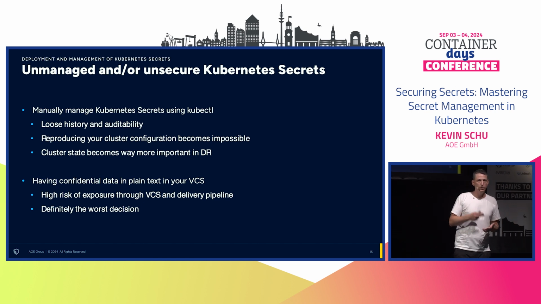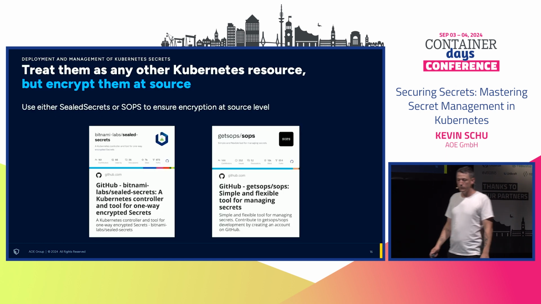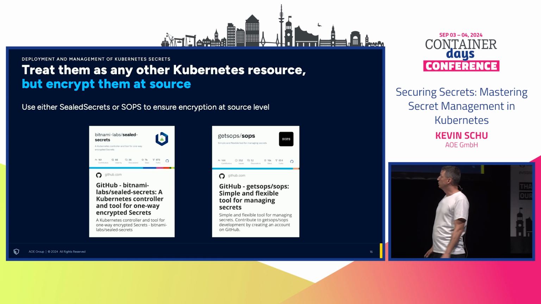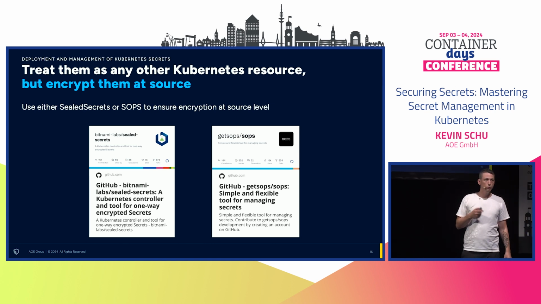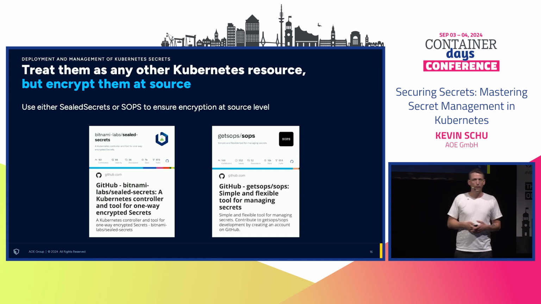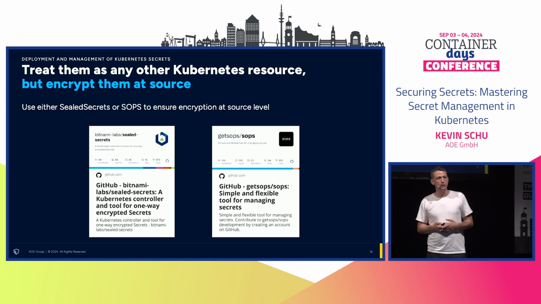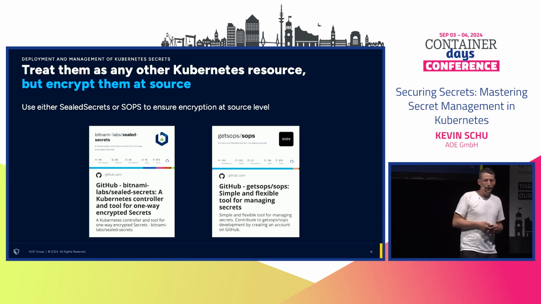They are transferred in your CI pipeline. There are so many points in the chain of deploying those secrets that can be exposed. So you definitely need to encrypt them at source level. And there are two tools which are quite common to use. The first one is called Sealed Secrets, and the other one is SOPS. It's a project from Mozilla.